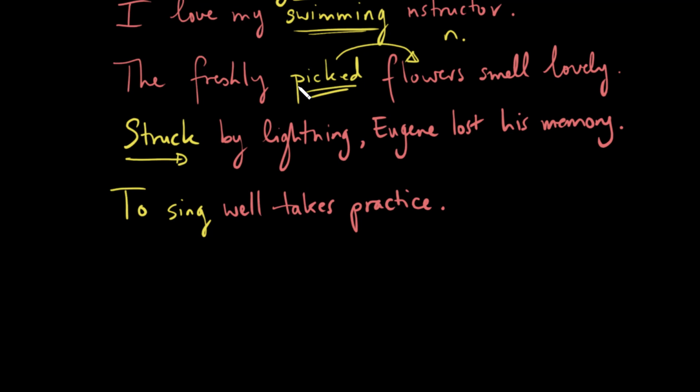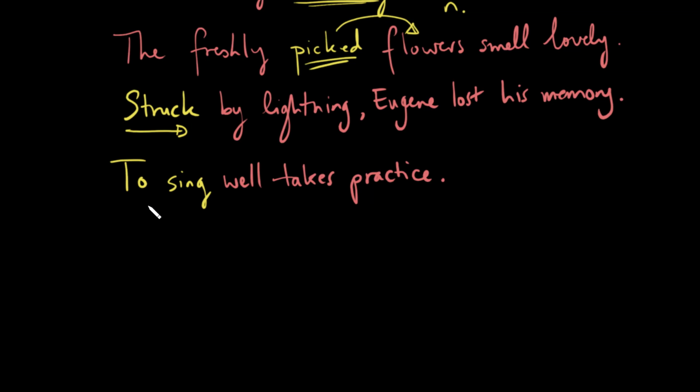And then the last one, to sing well takes practice. Here is our infinitive, and this infinitive is functioning in a sense like a noun, and that's because it's the subject here. All right, so if we see what the verb is, we can say, well, takes is the verb. Who or what takes practice? To sing well. And well here is a little adverb.